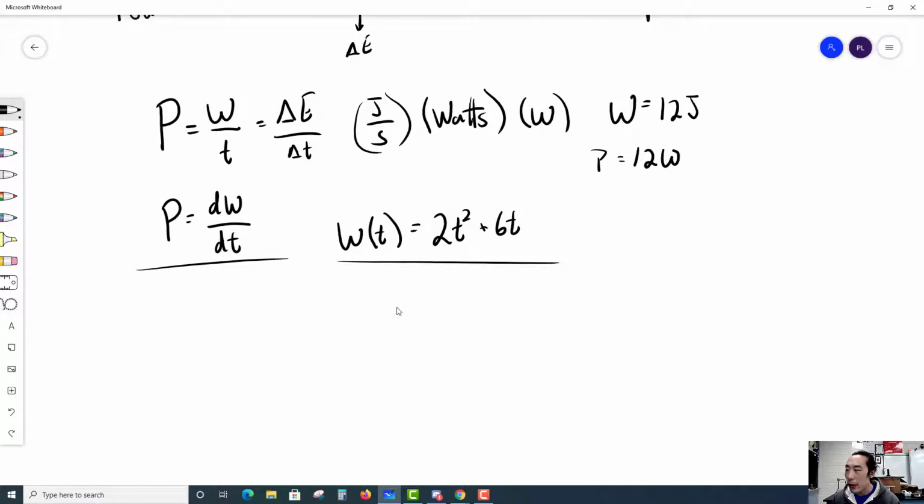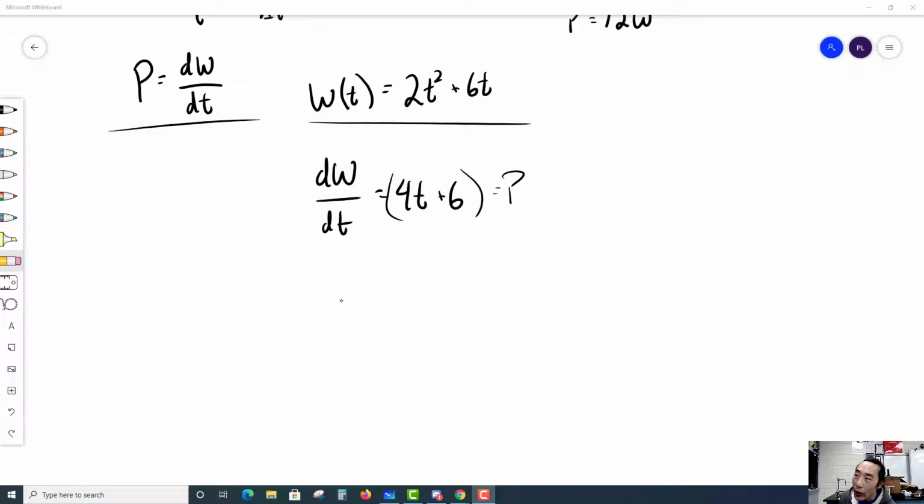So let's try it. If this is the work function, if we want to find the power, we take the derivative of it. So dW/dt, 2 times 2 gives us 4t. And the derivative of 6t would just give us 6. Okay, and so this would be the function for power. Okay, and we can determine how many watts is generated for a very specific amount of time period.